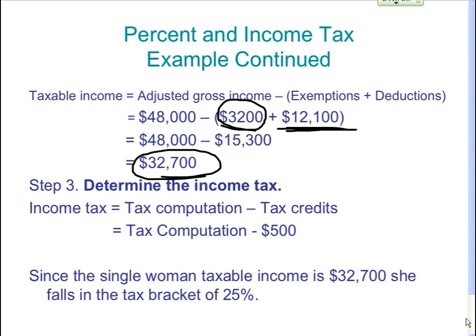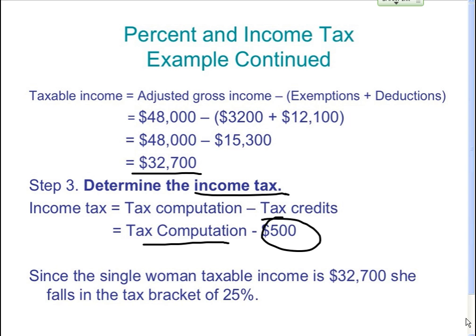Now to figure out the actual income tax, you're going to look at the chart, and she has tax credits of $500. So once you figure out how much she has to pay per the chart, then you're going to subtract off another $500 that she doesn't have to pay. So you look at the chart for the 32,700, and that'll tell you what percent she's in.